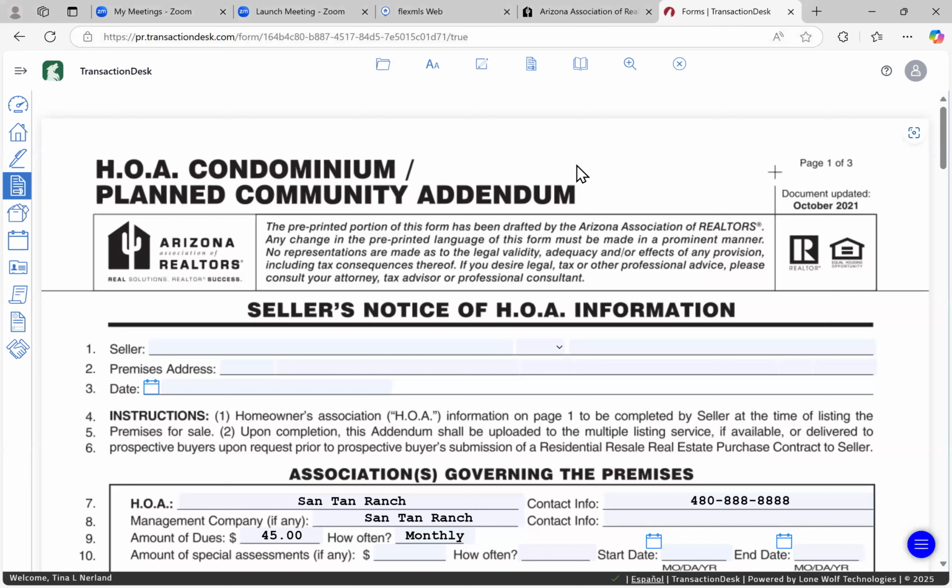Tonight we are continuing to work with the buyer, and the two forms that we're going to go over this evening are the HOA Addendum and the Adult Community Addendum. So let's get started.